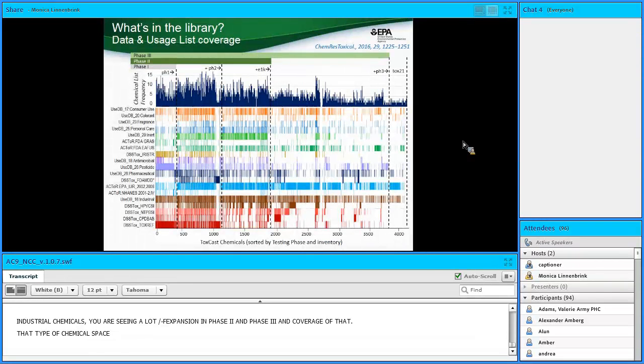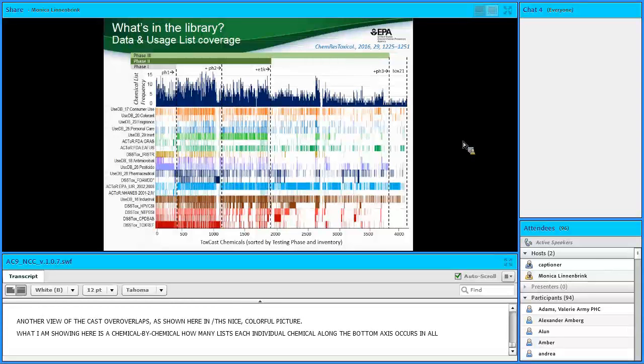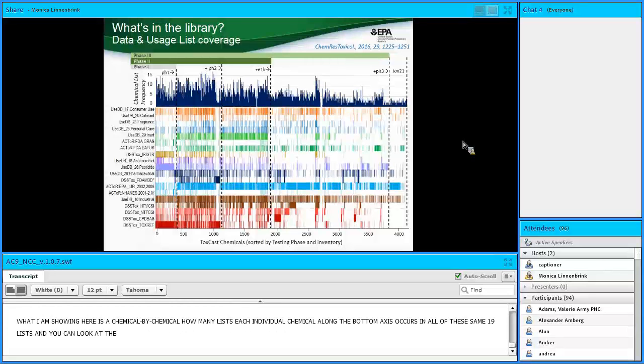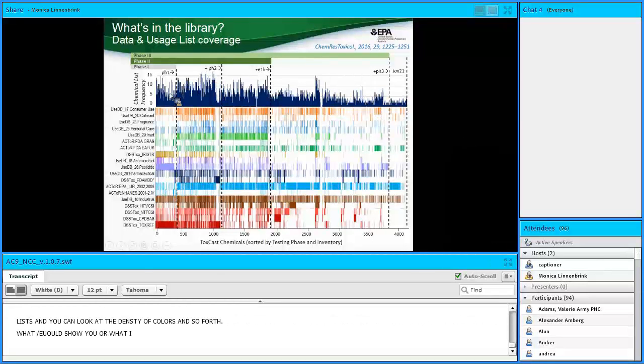Another view of the CAS overlaps is shown here in this nice colorful picture. What I'm showing here is chemical by chemical, how many lists each individual chemical along the bottom axis occurs in, across all of these same 19 lists. And you can look at the density of colors and so forth. What I would point you to is phase 1 in the initial segment. We have almost complete coverage of those phase 1 chemicals, which were primarily pesticides, as we all know.